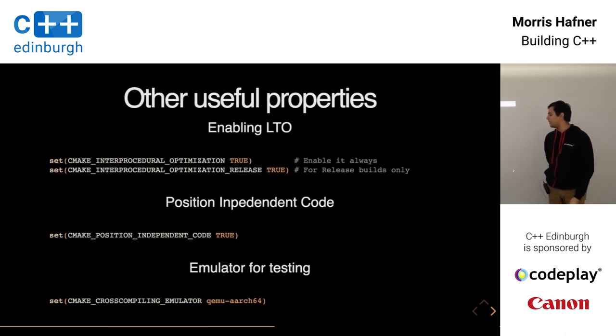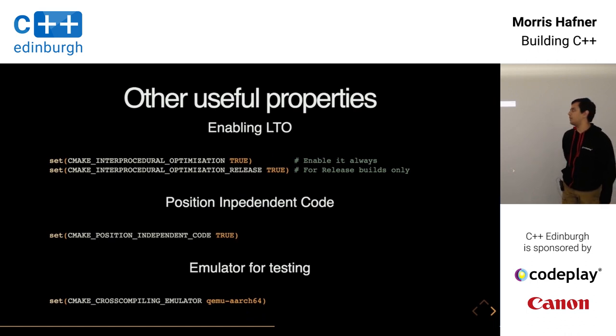Yeah, there are other very useful properties. I will only list some of them. So if you want to enable LTO, you don't have to pass -flto in all your compiler flags. You can just say CMAKE_INTERPROCEDURAL_OPTIMIZATION is true, or only in release mode, you just append _RELEASE.